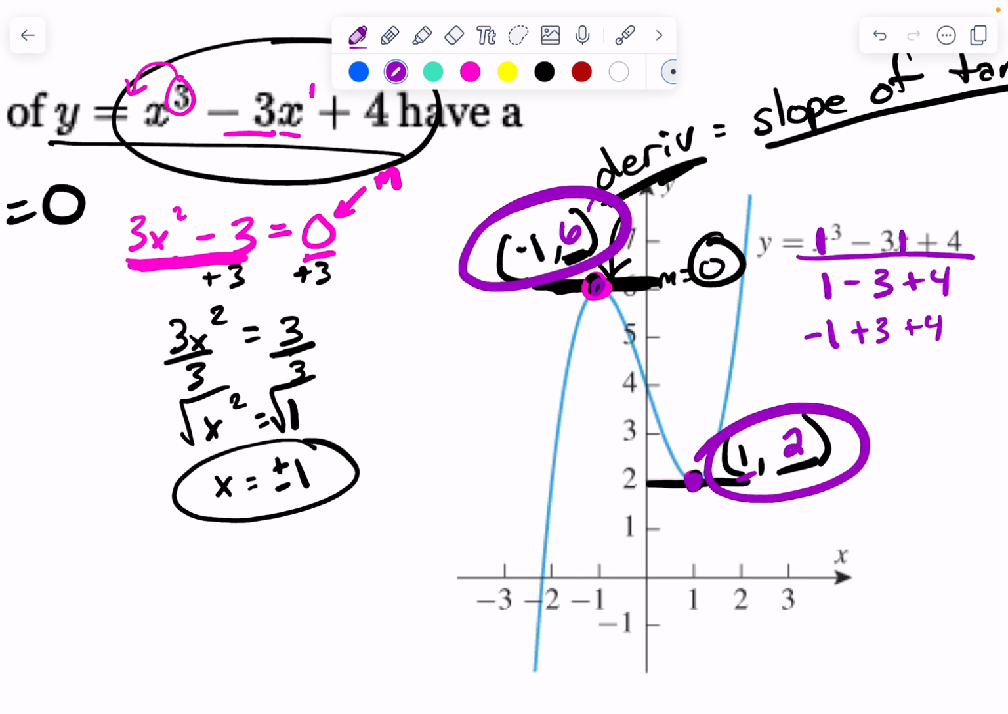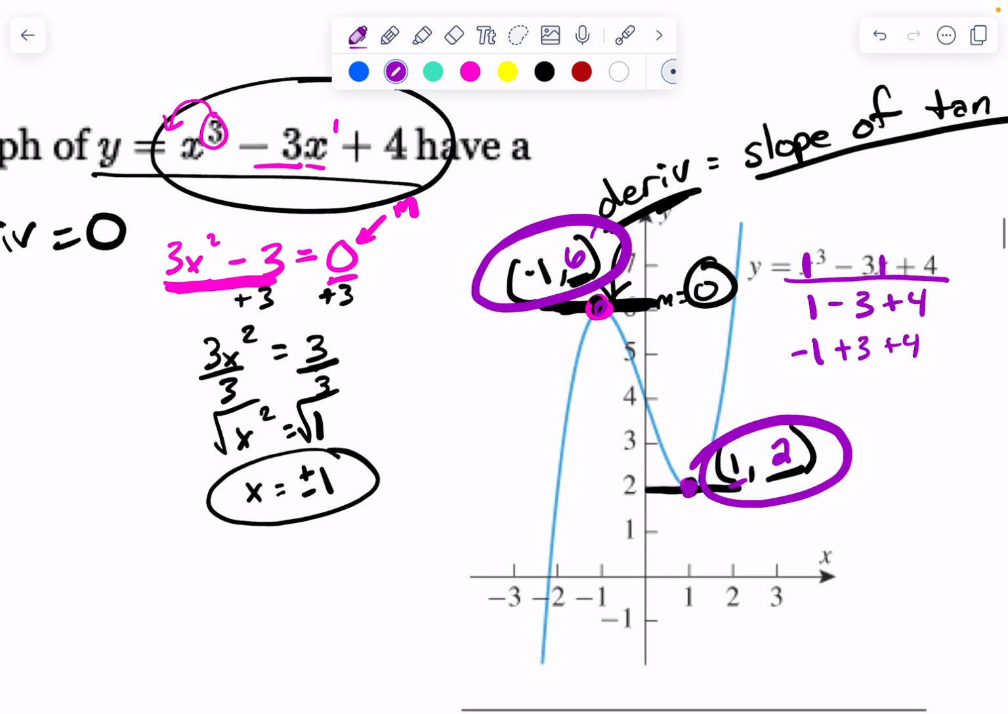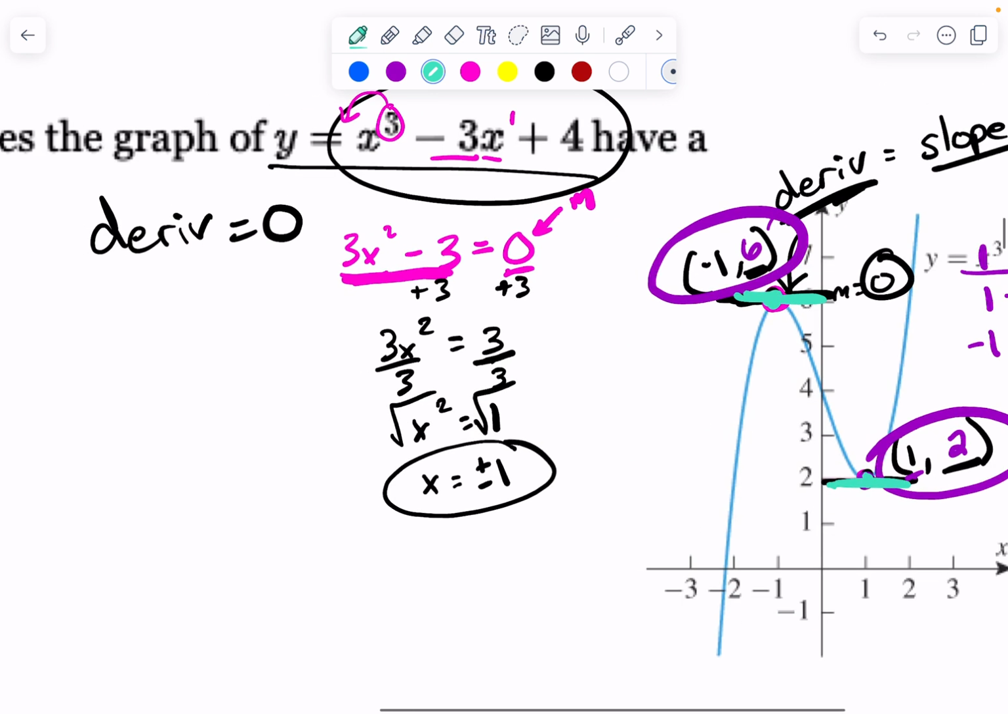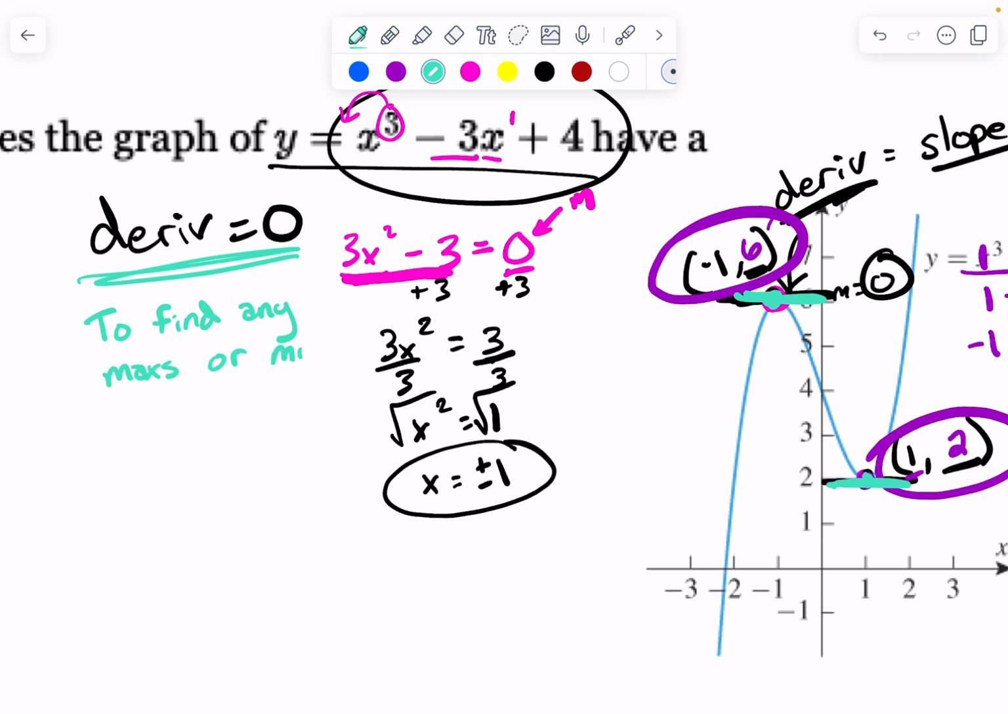Now, why is this important? Why is this helpful? You will have a horizontal tangent line at every hill or valley on a polynomial function. So if I take the derivative and set it equal to 0, I can find any maxes or mins of a polynomial function. That is so helpful. I can find where the maximum, the high points are, where the low points are.